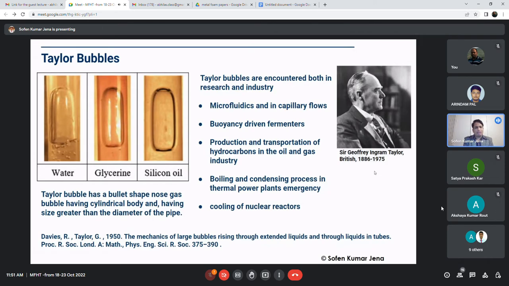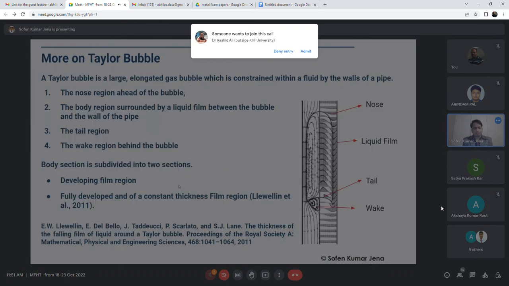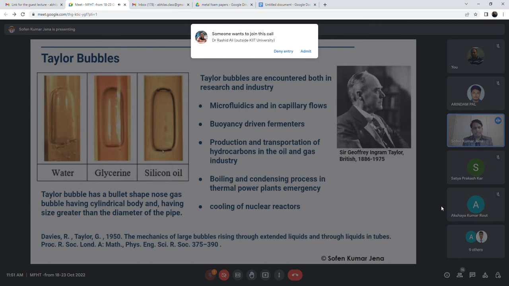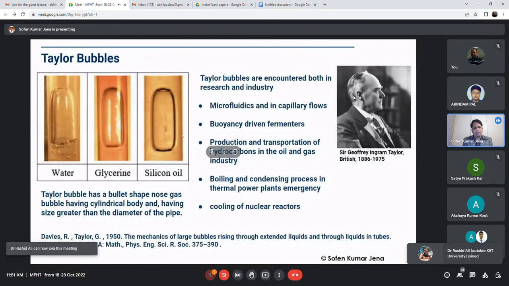So let's understand the Taylor bubble. Taylor bubble has a bullet shape. It has a nose. It has a cylindrical body having a size greater than, almost of, the diameter of the pipe. So size means this is the size in the longitudinal direction. So the Taylor bubble has a size greater than the diameter of the pipe in the longitudinal direction.